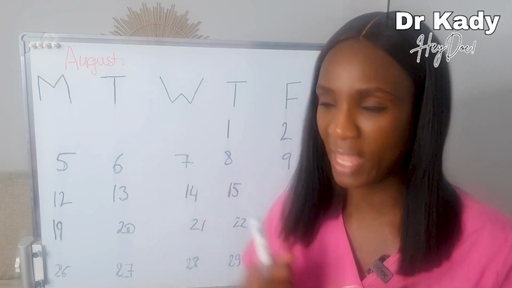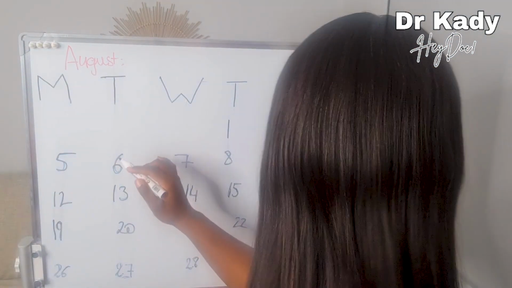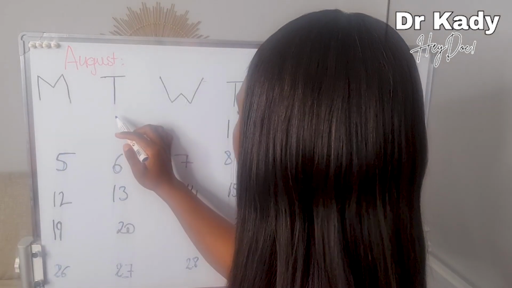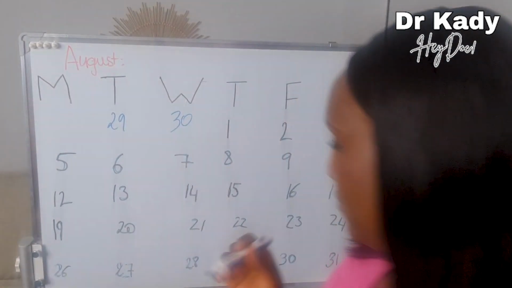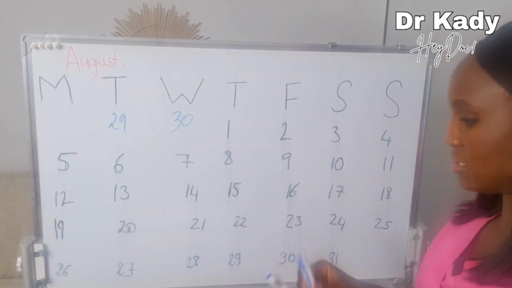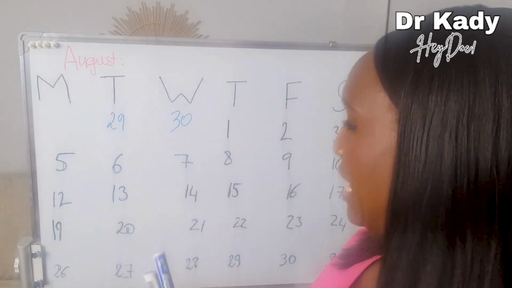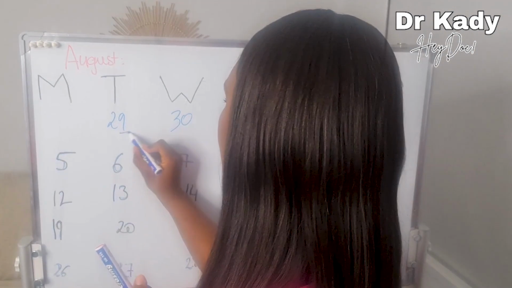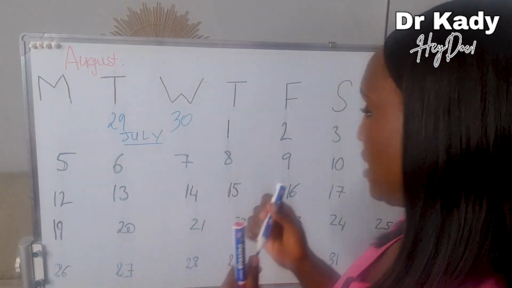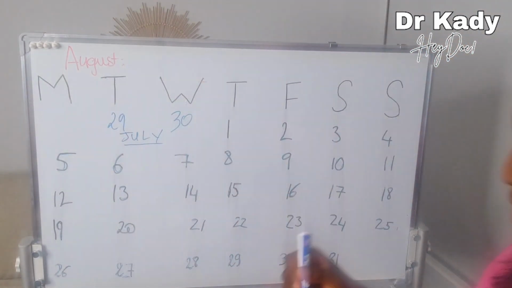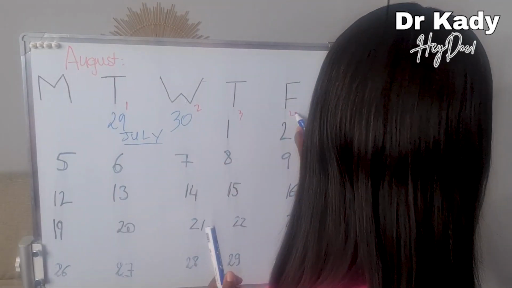So this is going to be July, so we're going to have the 29th and the 30th of July. I'm just going to label this as July so that we know it's July. So she starts bleeding on the 29th of July. So that's her day 1, 2, 3.